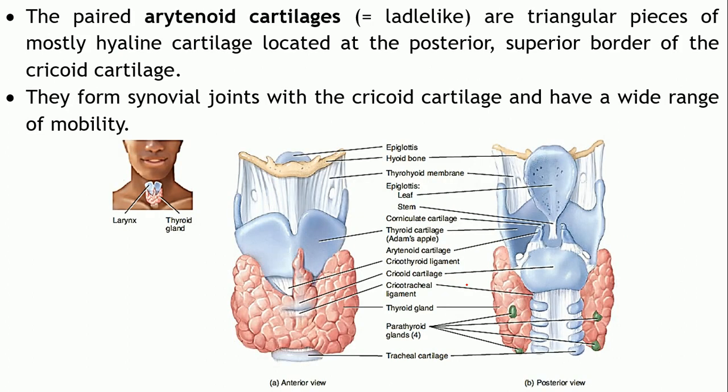Okay, then coming to the paired cartilages, the first one is the arytenoid cartilage. Arytenoid means ladle like. Okay, so it is visible in the posterior aspects, right? That's the one. So these paired structures mainly comprise hyaline cartilage. These are located posteriorly and at the superior border of the cricoid cartilage. That's your cricoid cartilage, right? So it's located superior to the cricoid cartilage. Okay, so these particular cartilages form the synovial joints with this cricoid cartilage.